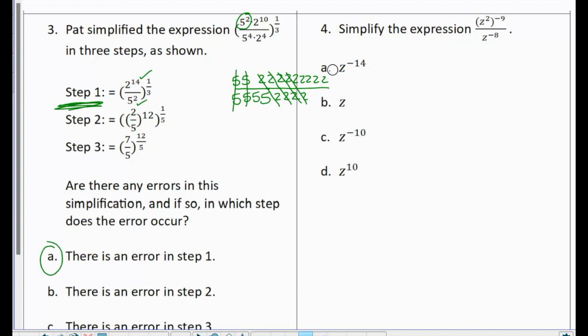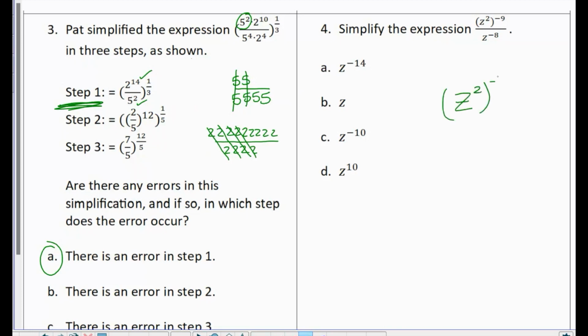Okay, number 4. Number 4 says simplify the expression. So we've got z to the second to the negative 9th power over z to the negative 8th. Well, let's start with power to power. I know if I have a power to a power, I multiply. So I'm going to do z, 2 times negative 9 is negative 18, over z to the negative 8.